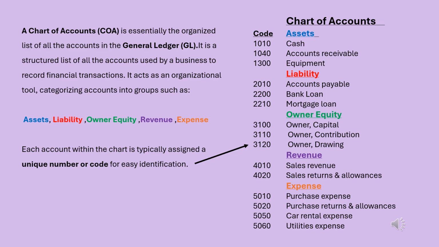A chart of accounts is essentially the organized list of all the accounts in the general ledger. It is a structured list of all the accounts used by a business to record financial transactions. It acts as an organizational tool, categorizing accounts into groups such as assets, liability, owner equity, revenue, expense. Each account within the chart is typically assigned a unique number or code for easy identification.